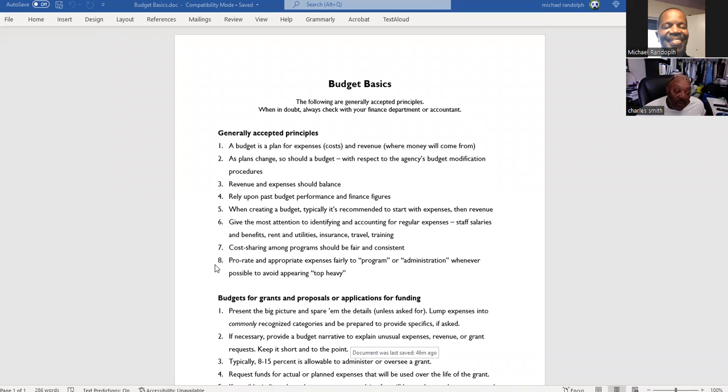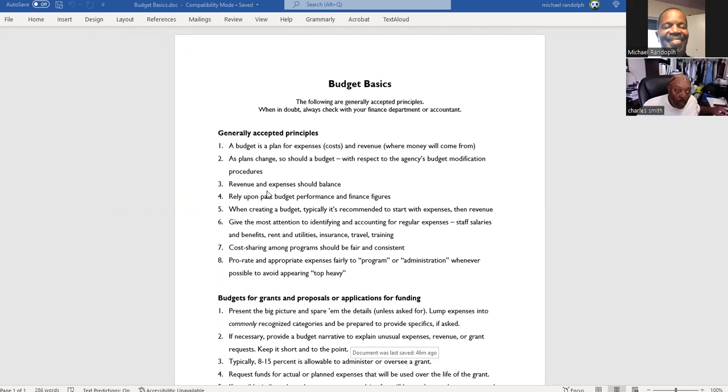Number six, give the most attention to identifying and accounting for regular expenses: staff salaries and benefits, rent and utilities, insurance, travel, training, cost sharing. Number seven, cost sharing among programs should be fair and consistent. Number eight, prorate and appropriate expenses fairly to program and administration whenever possible to avoid appearing top heavy. You don't want to appear top heavy because top heavy could send you to jail. It's just like you double dip. So you want to be very careful about number eight.